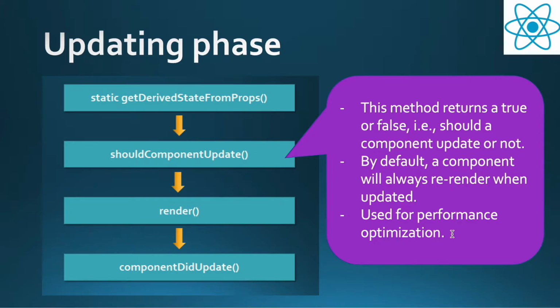The purpose for this is performance optimization. If there are scenarios when a component is getting updated, but we do not want render to be called, we use shouldComponentUpdate. It's not used for normal purposes. The core reason is performance optimization.